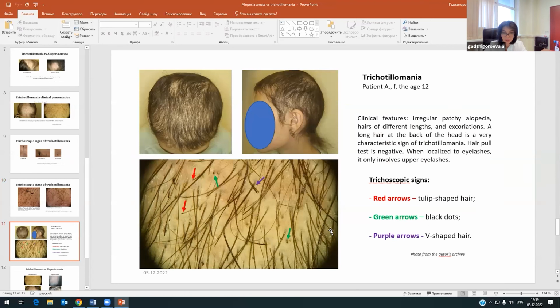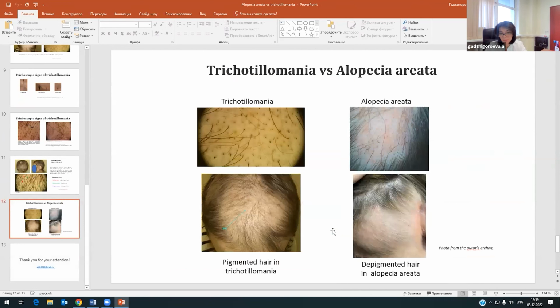However, despite the undoubted usefulness of detecting these trichoscopic signs, it should be considered that they are not pathognomonic for TTM and rarely, but still, occur in alopecia areata and other hair diseases. Importantly, when we observe hair growth in trichotillomania, the hairs are pigmented. But in hair growth after alopecia areata, the hairs are depigmented. The pigment appears a few weeks after hair regrowth.